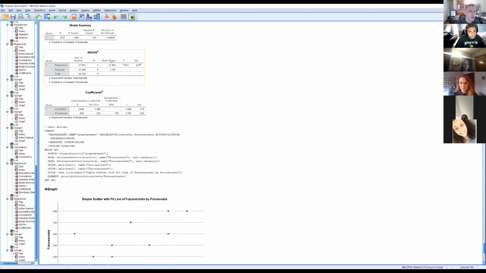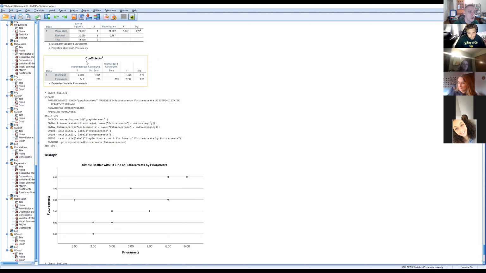I want to skip over this ANOVA test for the time being. It does produce for you an ANOVA test that's basically the same thing that we did with the one-way ANOVA. So we'll come back to that. That's useful for other purposes when we get into multiple regression. But what I want to get down to is down here where it says coefficients. Okay, so this is where the values for the actual regression model come from.